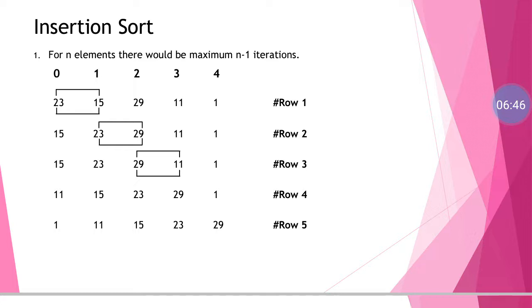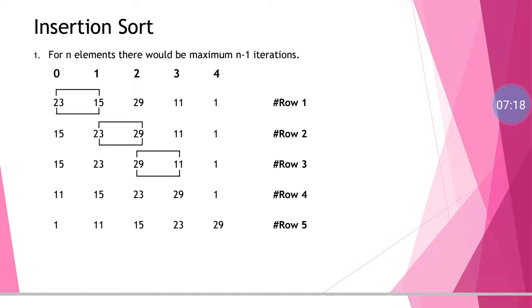In row 2, the second element will be compared with all the elements left to it, that is 29 will be compared with 15, 29 will be compared with 23, no swapping is required. In row 3, the third element will be compared with all the elements left to it, that is 11 will be compared to 15, 23 and 29. On comparison with 15, what happens is 11 comes to 0th position and 15, 23 and 29 are shifted by 1 to the right.